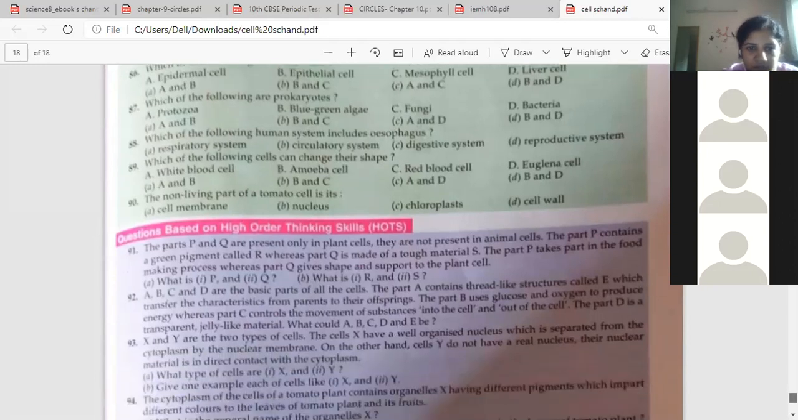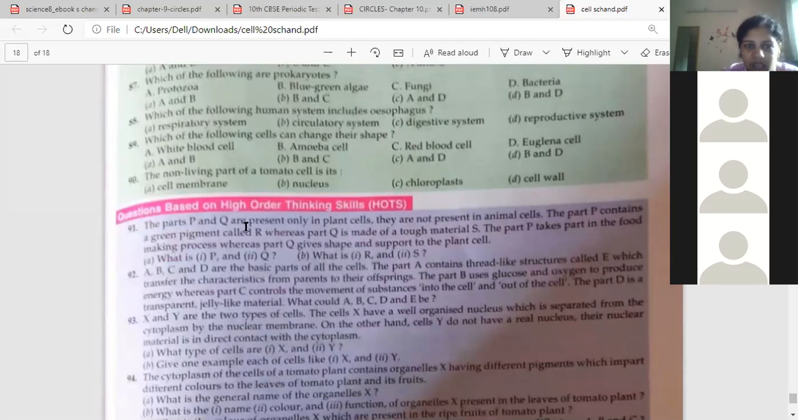Dead components. The parts P and Q are present only in plant cells. They are not present in animal cells. Part P contains the green pigment called R, whereas part Q is made up of tough material S. Part P takes part in the food making process, whereas part Q gives shape and support to the plant cell.